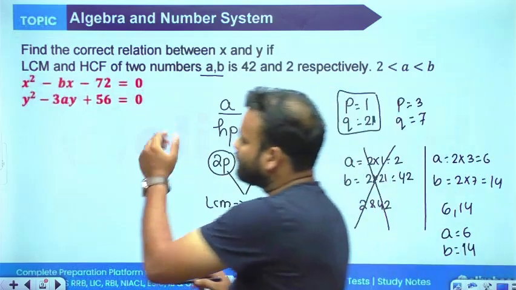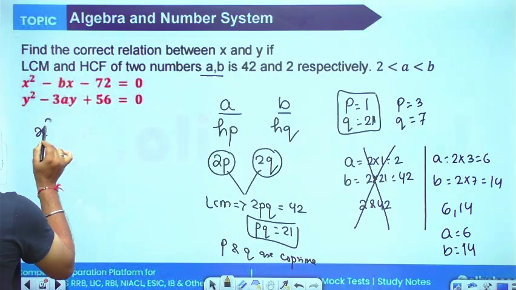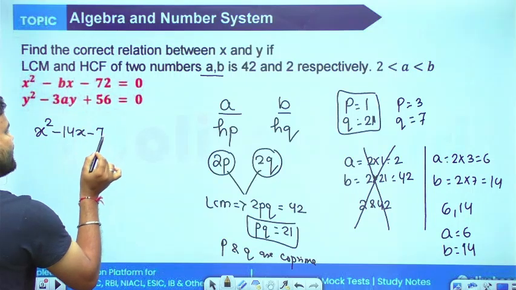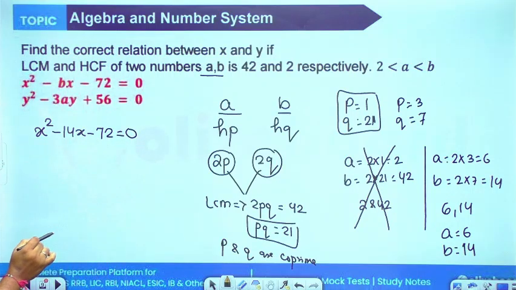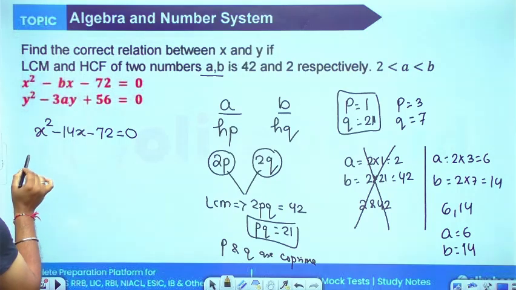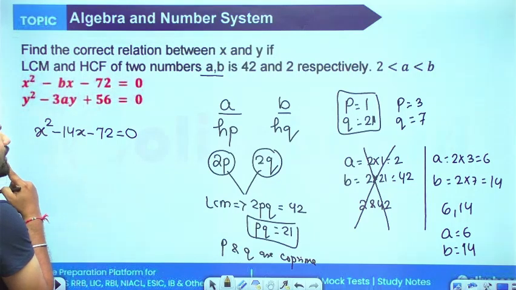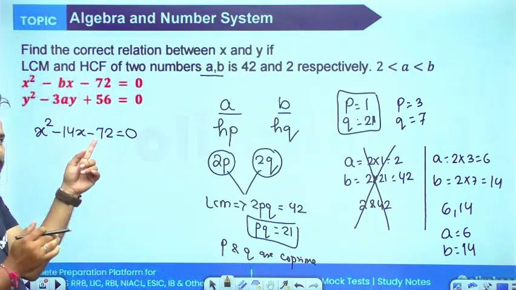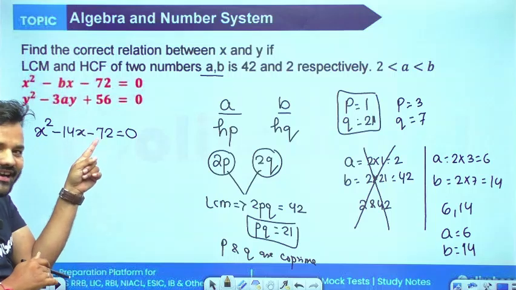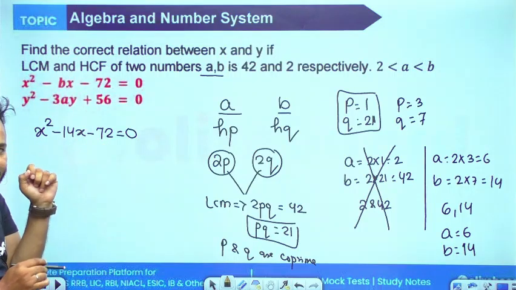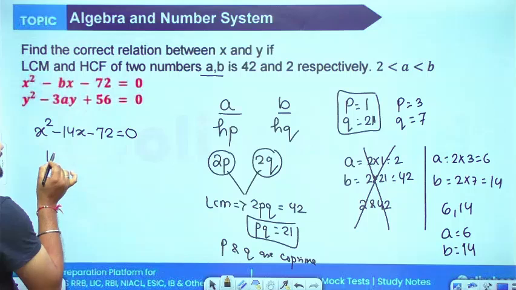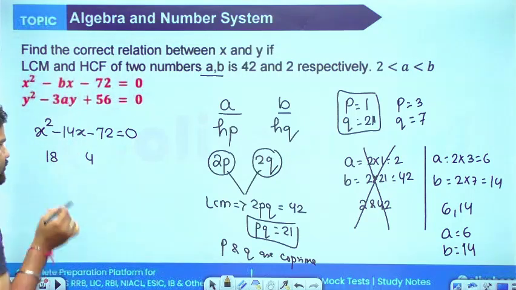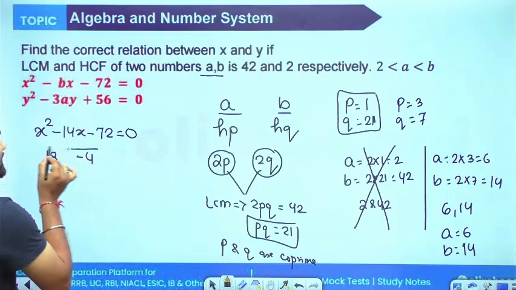Now let's put this over here. x square minus, what is the value of B? The value of B is 14, so x square minus 14x minus 72 is equal to 0. So this is a quadratic expression. Fine. So what are the roots? On multiplying I should be getting 72 and on subtracting I should be getting 14. So that is 18 and 4. For minus and minus, the roots will be plus and minus. So the roots are 18 and negative 4.